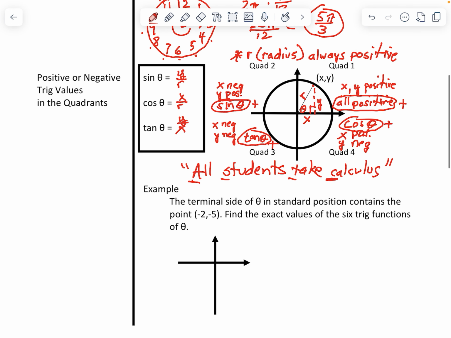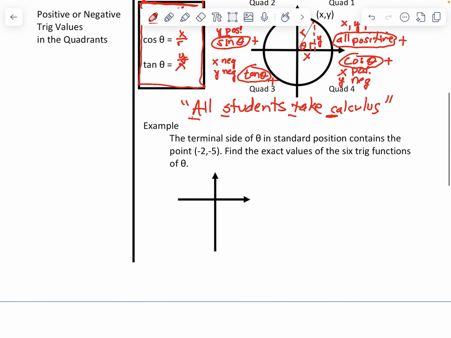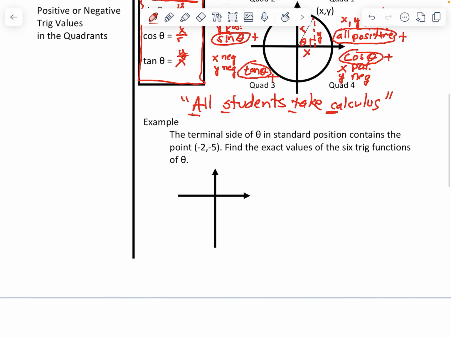So especially remember this box here, that when we want to do these trig functions, we can use x, y, and r. That's an important one. And then when are they positive or negative in which quadrants? All right, let's do one last example here. It says the terminal side of theta in standard position contains the point -2, -5.